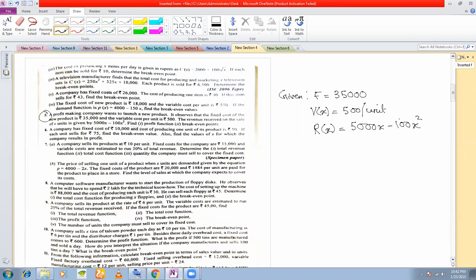Here, what is x? Is it given? Yes, x is the number of units produced. So therefore, we first write the cost function. So here, what is the cost function?